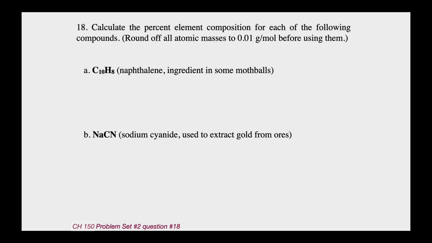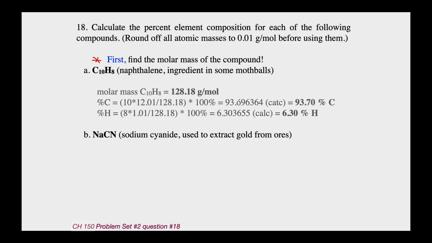So for naphthalene, this is what you want to do. And again, the first part, you've got to find the molar masses of these compounds. And if you've got the molar mass calculator, like we talked about in the last problem, good for you, put them in fast. On the other hand, you can calculate yourself, which is totally fine. Anyway, naphthalene, molar mass, 128.18.